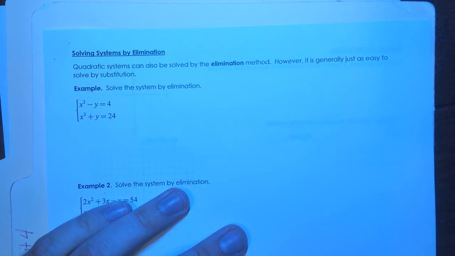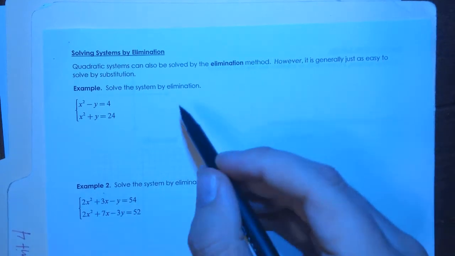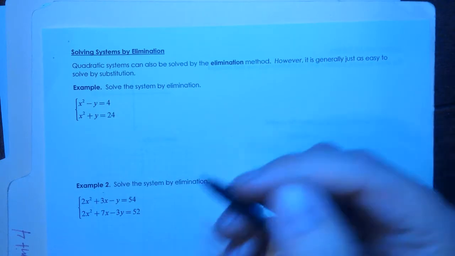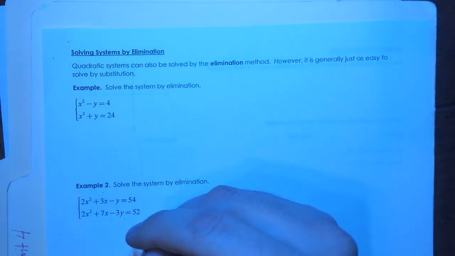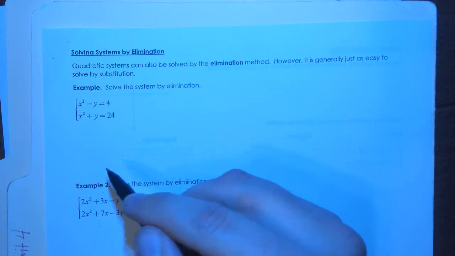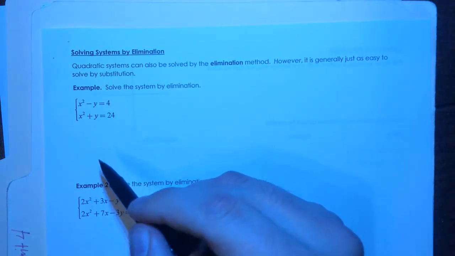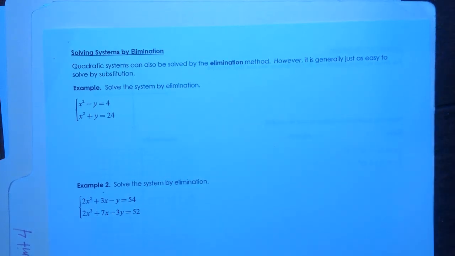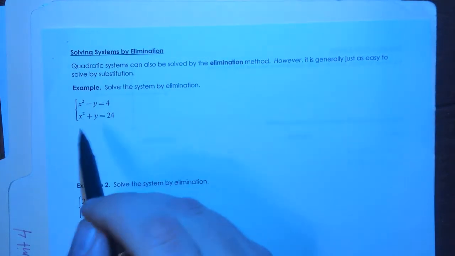How do we solve this system by elimination? Well, the idea is to eliminate either the x's or the y's. The way quadratic systems work, generally speaking, you're going to eliminate the y's. In this particular equation, it's not as obvious why. We'll see a better example of why in example 2. Alright, so let's take a look here.